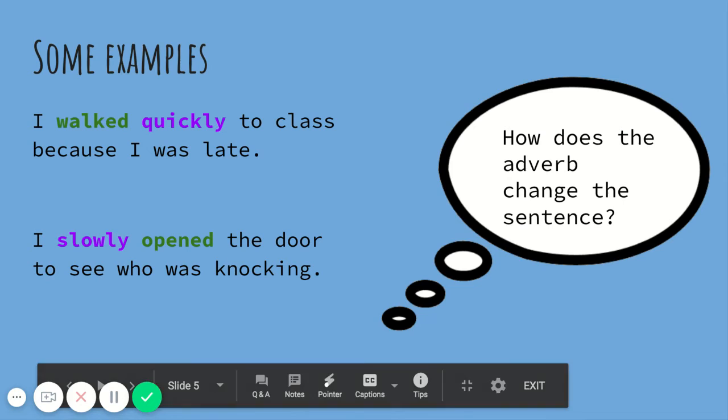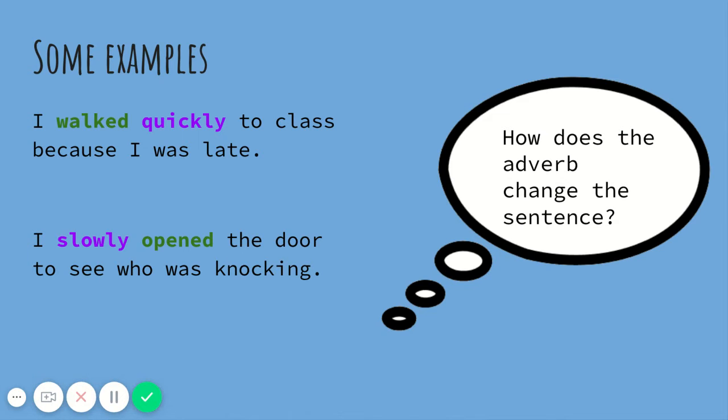I walked quickly to class because I was late. What's my verb in this sentence? Thinking which one is the action? The action is walk, right? I walked. Okay, and verbs, again, from now on are going to be highlighted in green. So as we go throughout, look for purple for adverbs and green for verbs. Now I'm going to ask the question, how did I walk to class because I was late? I walked quickly to class because I was late.